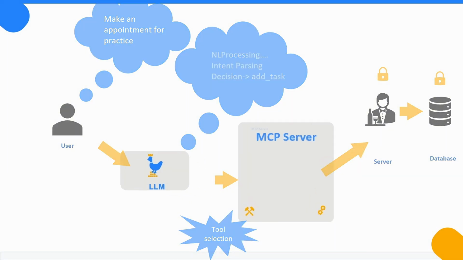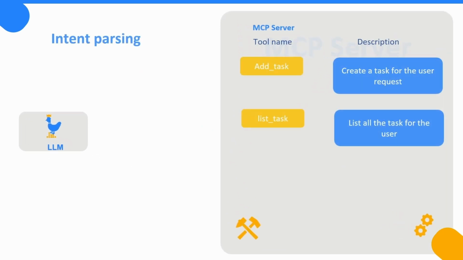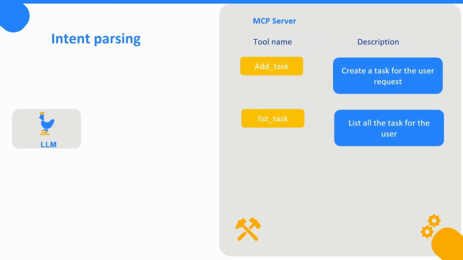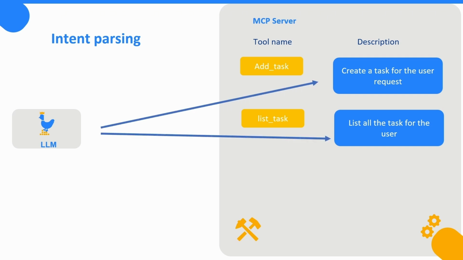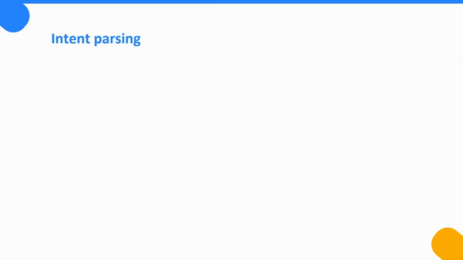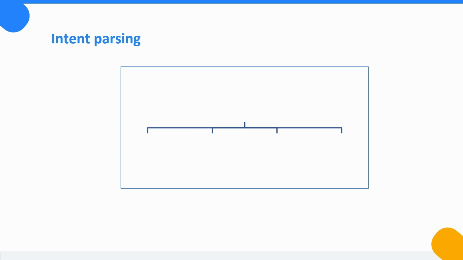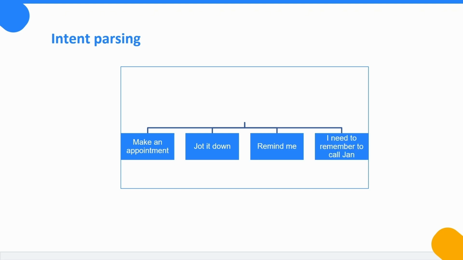Because Clucky doesn't match keywords. It reads descriptions. When you register add task, you give it a description in plain English, which is just: create a task for the user request. Clucky was trained on billions of human sentences. It knows that make an appointment or jot it down or remind me or I need to remember this all carry the same human intent, which is record something for later.